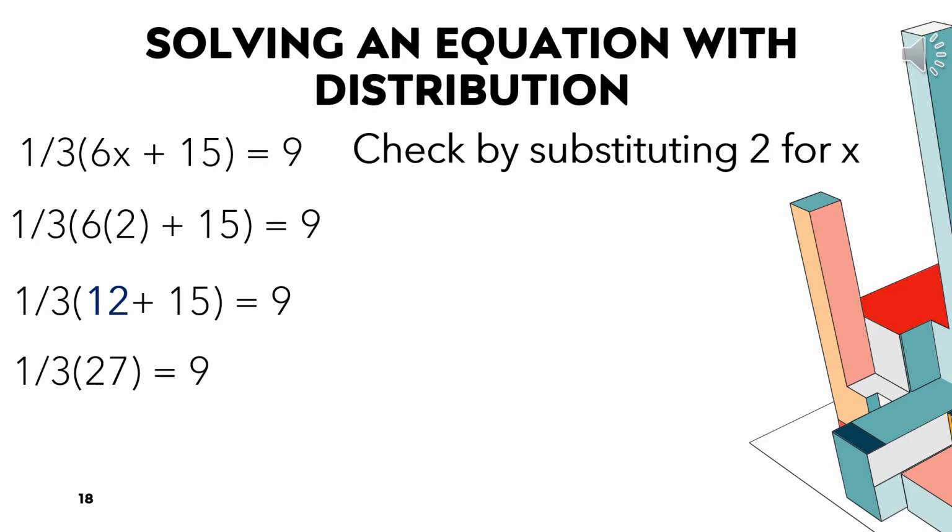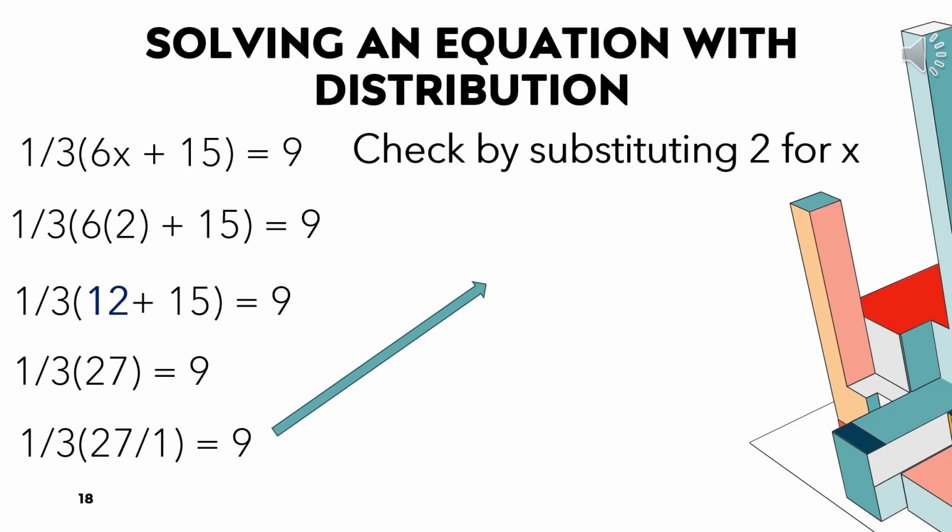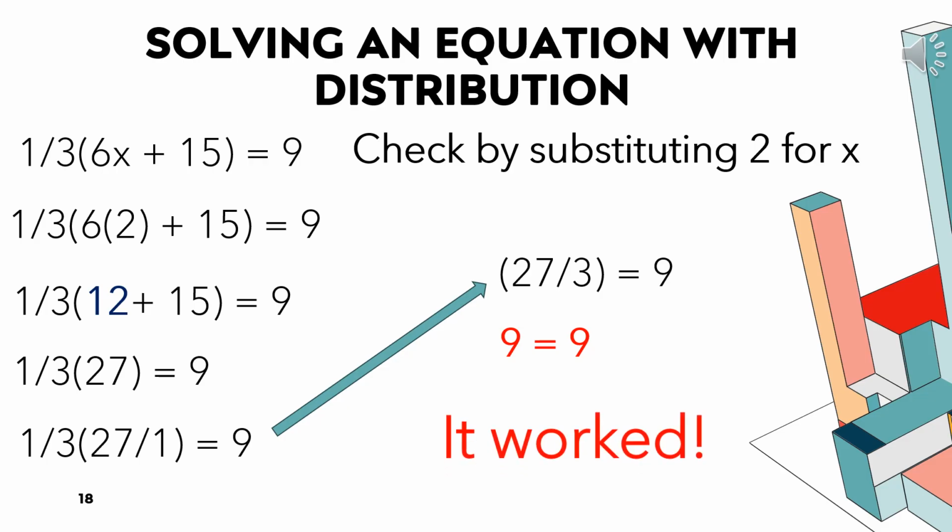Next, I add 12 and 15 to get 27. Since I am multiplying two fractions, I will rewrite 27 as the fraction 27 over 1. When I multiply 1 by 27, I get 27. This number goes in the numerator of a new fraction. Next, I will multiply 1 by 3 to get 3, which will be the denominator of the new fraction. Finally, I will divide 27 by 3, which is 9. Since 9 is equal to 9, this is a true statement. I know my previous work is correct. Now, I am ready for some independent practice.